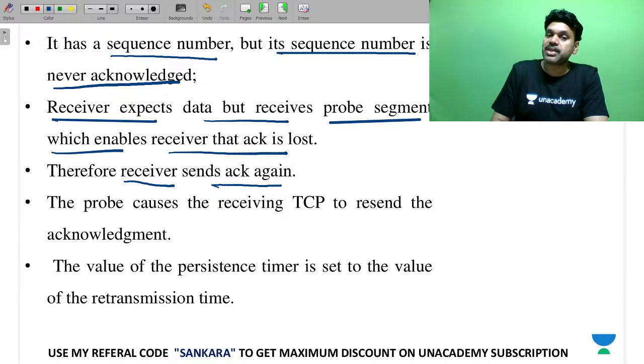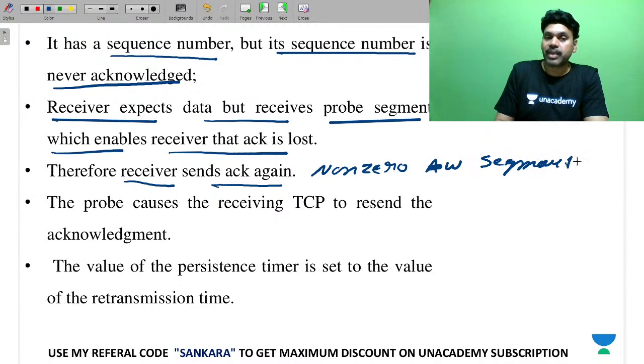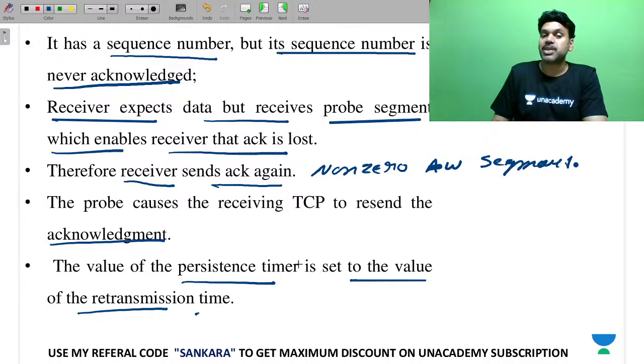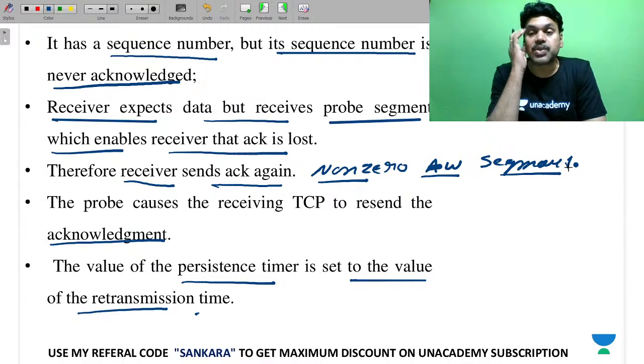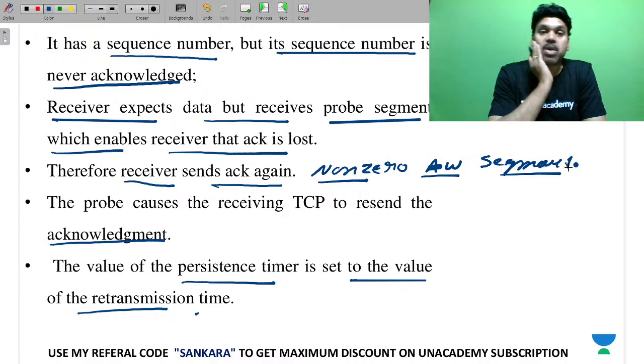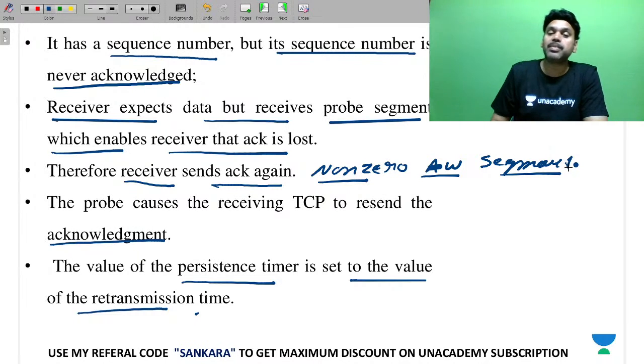Therefore, the receiver sends that non-zero, please understand, non-zero advertisement window segment. He will resend. Then what? The persistent timer is set to the value of the retransmission time. Generally, as soon as the sender module receives the segment, then he is going to wake up and transmit the data that they require. So what is the value of the persistent timer? The persistent timer value is set to the value of your retransmission time.